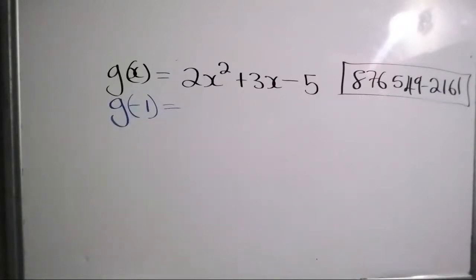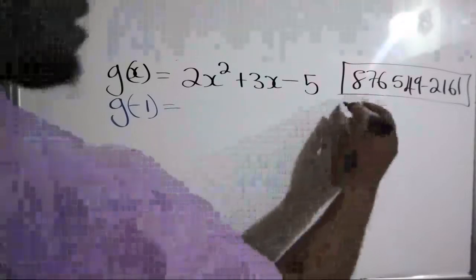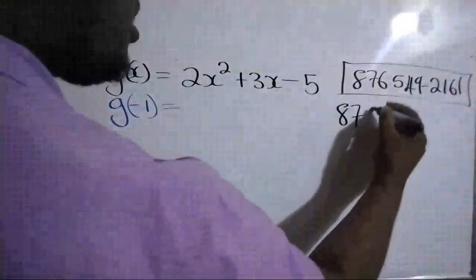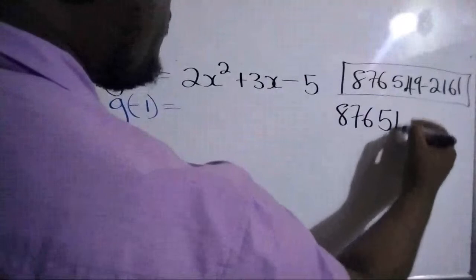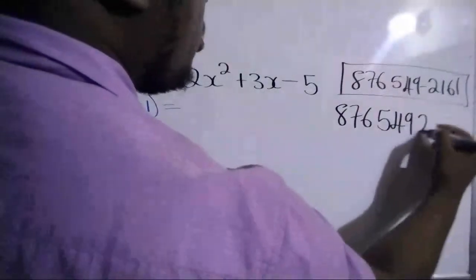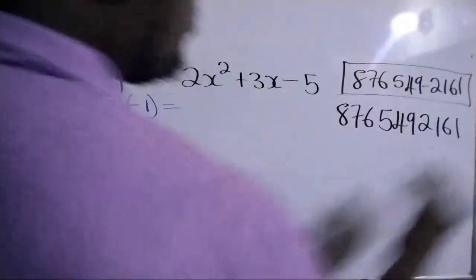Oh, it's a right again. Alright. So it's 5876 549 2161. Alright.